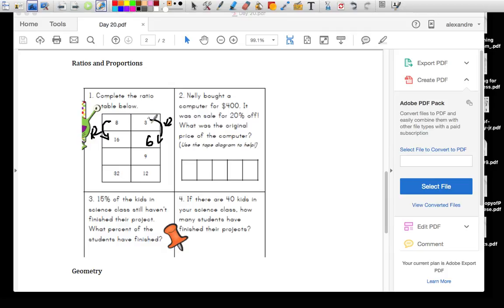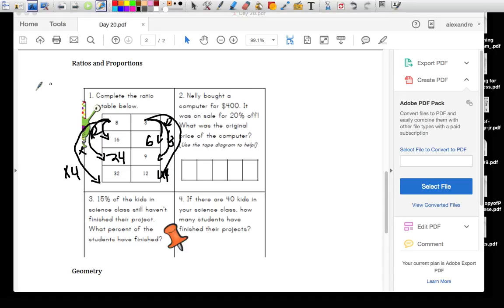Okay, let's do the 9. How did the 3 become a 9? It's a times 3 relationship, which is 9. And then here will also be times 3, which gives us 24. If we want to check, we can use the last one. How did the 8 become a 32? Times 4. And how did the 3 become a 12? Times 4. So you can use that.